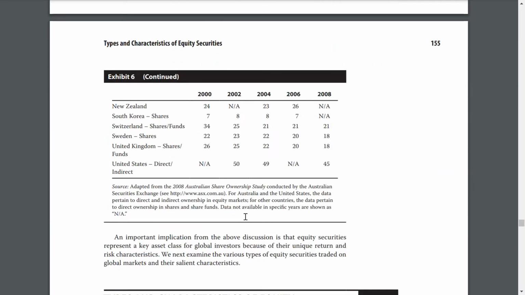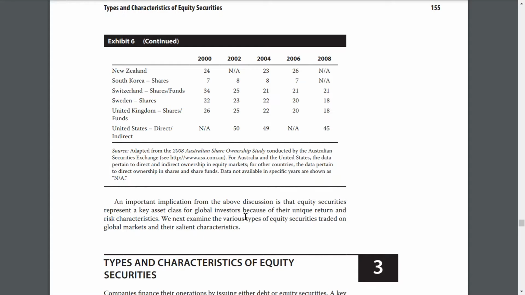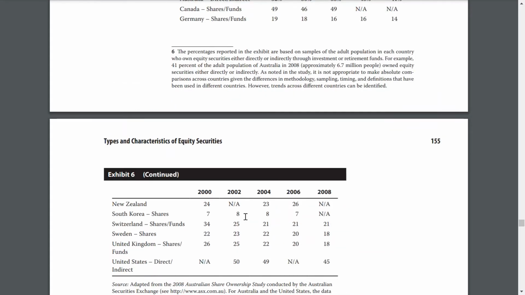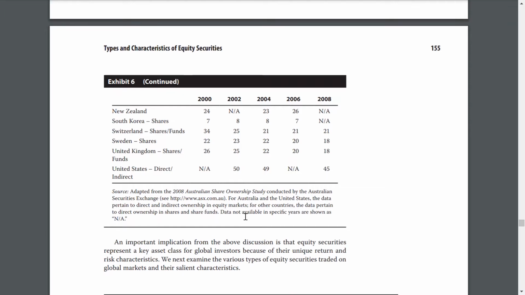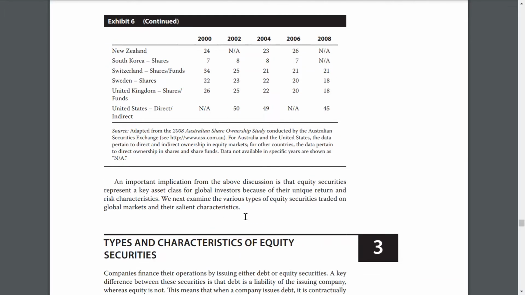It is an important implication from the above discussion that equity securities represent a key. Let's see what the U.S. is doing. The U.S. is also decreasing. Okay, that's quite interesting. We next examine the various types of equity securities traded on the global market and their salient characteristics.